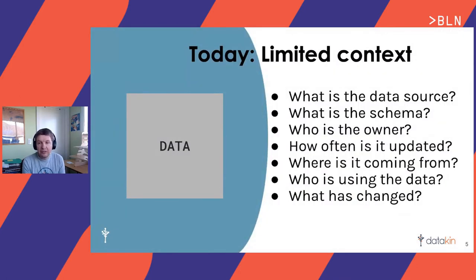And so today, very often we have a limited context, right? We know we have to compute and consume data, but it's not always clear where the data source is, what the schema is, who owns it, how often it's updated, where it's coming from, who's using the data, what has changed. Where is it coming from? Who's consuming the data I'm producing? What's the schema supposed to be? How often is it changing? All those things are very unclear, which makes it very difficult to consume data and transform it and produce metrics or models or various things in a reliable way.